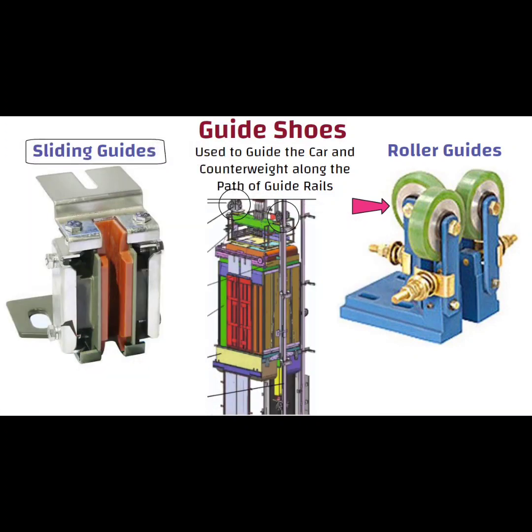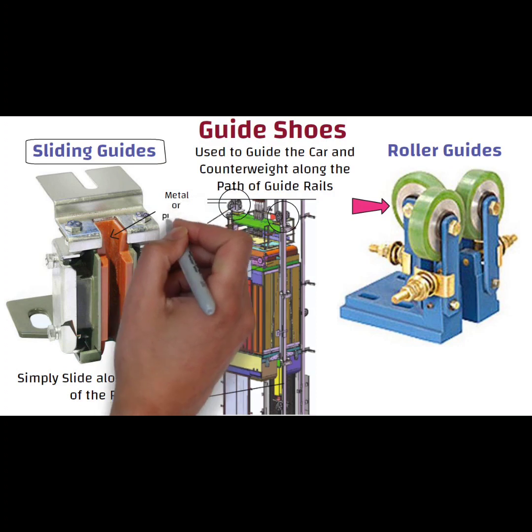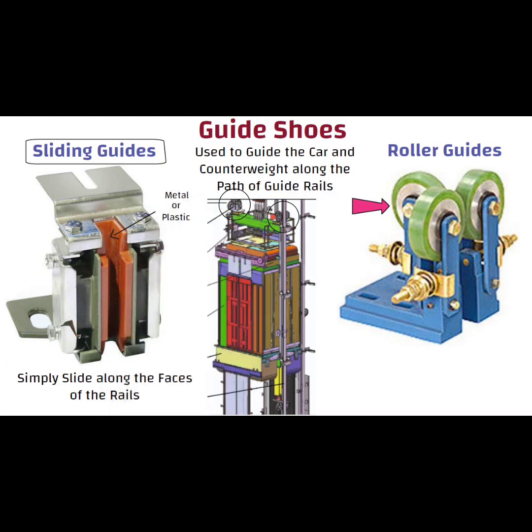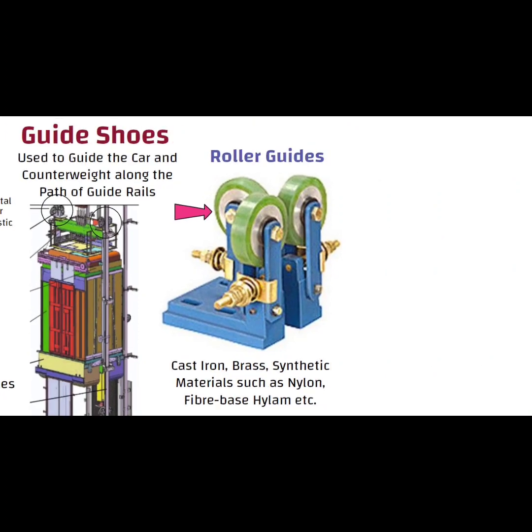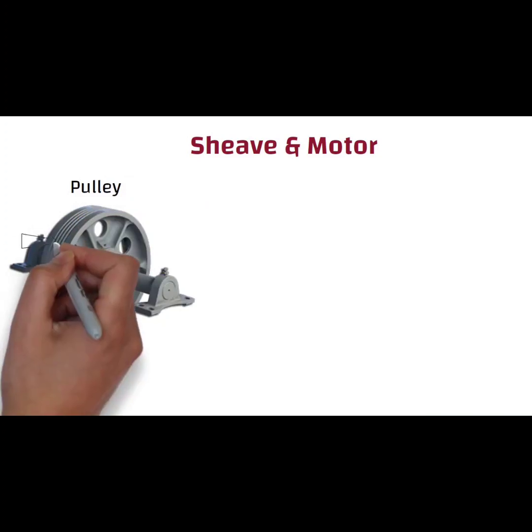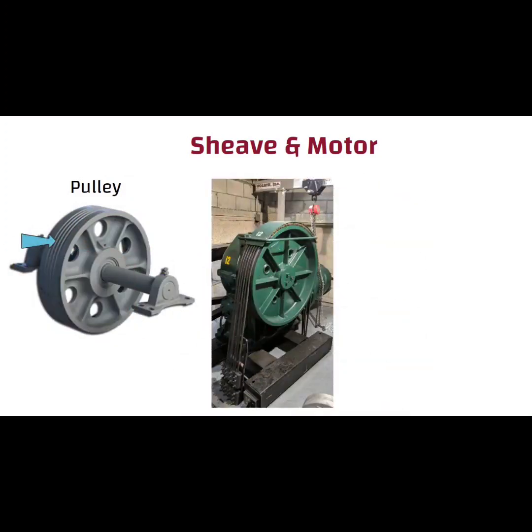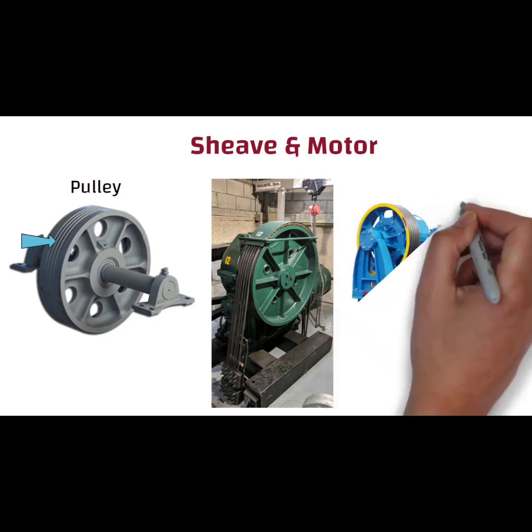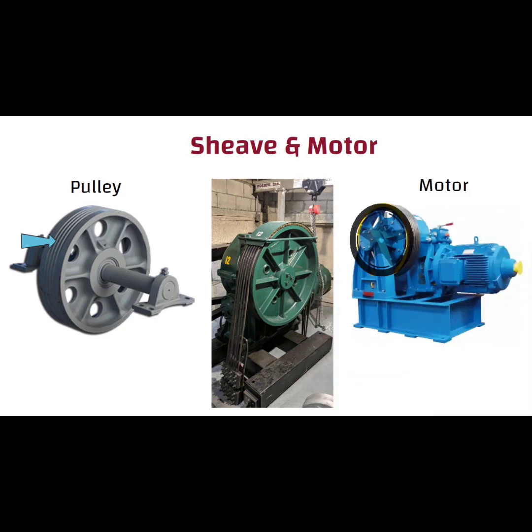Sliding guides. Guide shoes which simply slide along the faces of the rails. The sliding insert or jib may be metal, requiring guide rails to be lubricated, or may be plastic material which is self-lubricating. Guide shoes shall be made of cast iron, brass, or synthetic materials such as nylon, fiber-based, etc. Sheave and motor. Sheave, also known as pulley. It has grooves in it and lets the rope be lifted, raised, and lowered. It is the motor that keeps the sheave moving in the correct direction, taking people where they need to go.